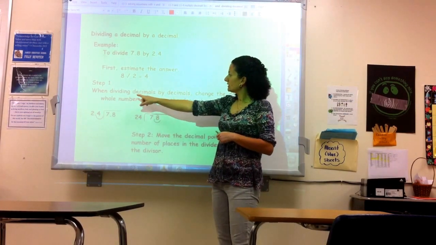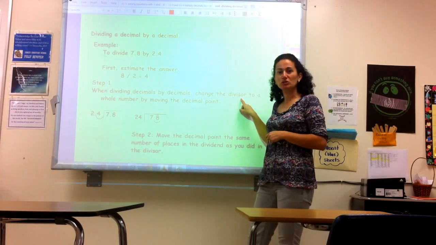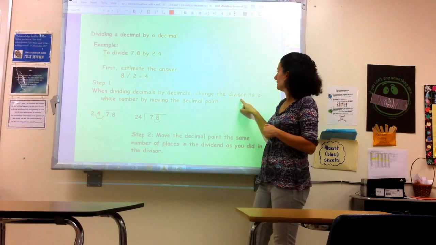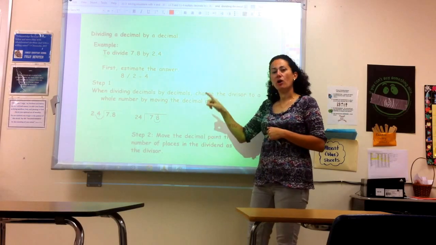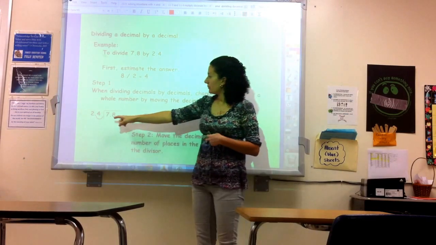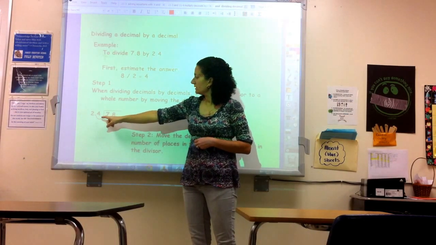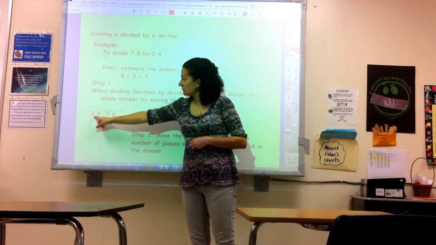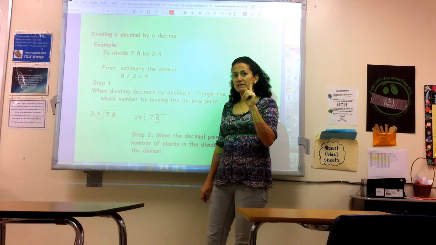Step 1. When dividing decimals by decimals, change the divisor, which is the number you're dividing by, to a whole number by moving the decimal point all the way to the right. Consider this example, 7.8 divided by 2.4. You're going to move the decimal in 2.4 all the way to the right. So you need to move it one decimal place.